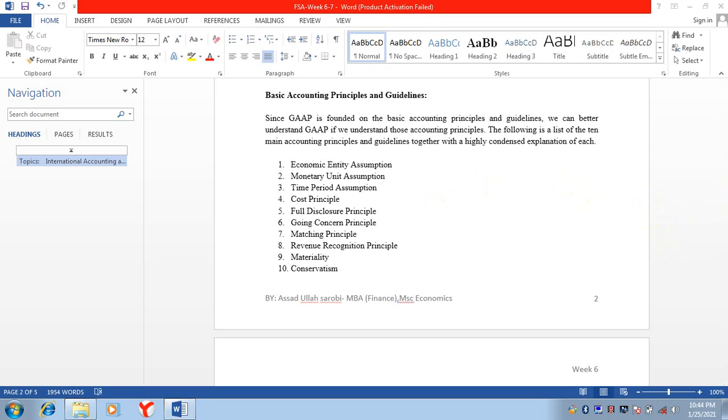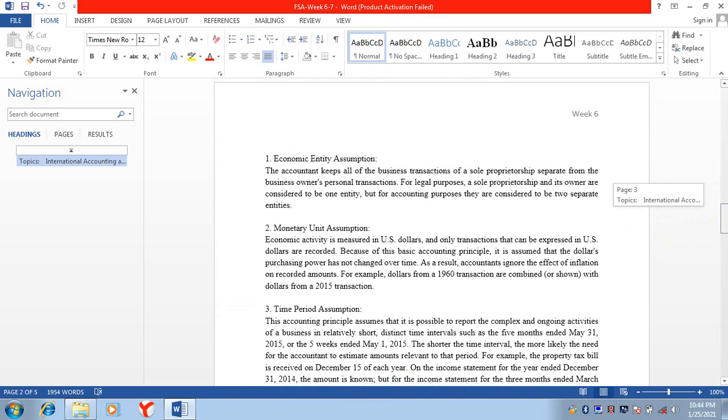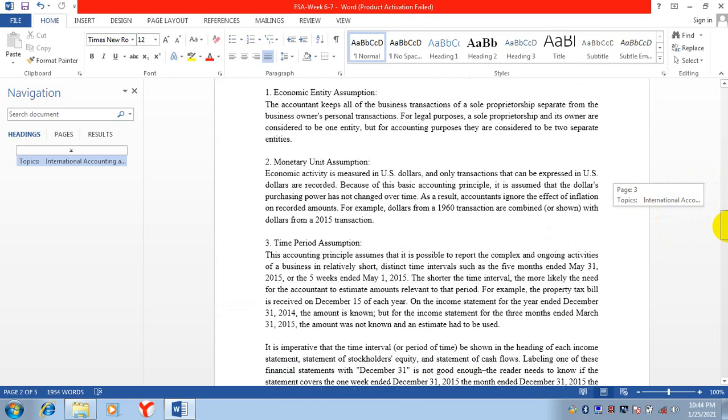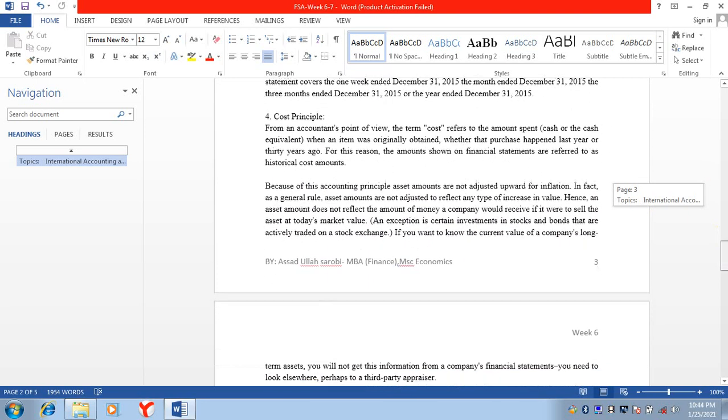In the previous class, we were discussing basic accounting principles and guidelines. In that, we discussed economic entity assumption, monetary unit assumption, time period assumption, and cost principle.